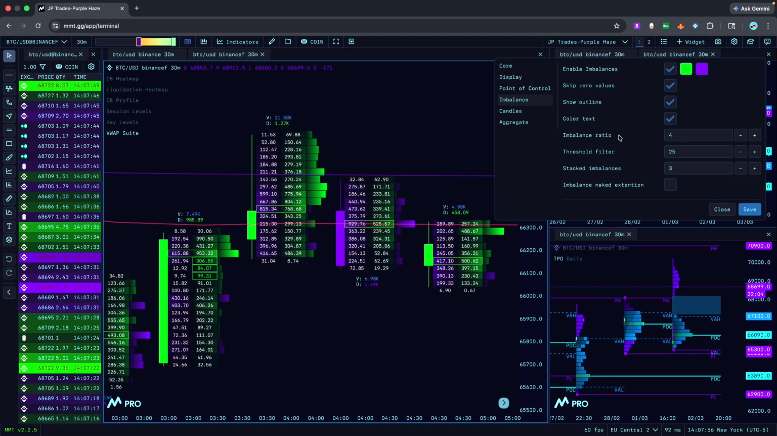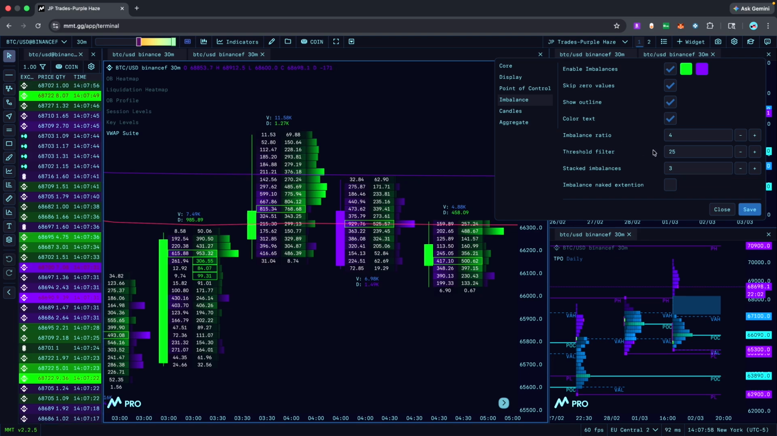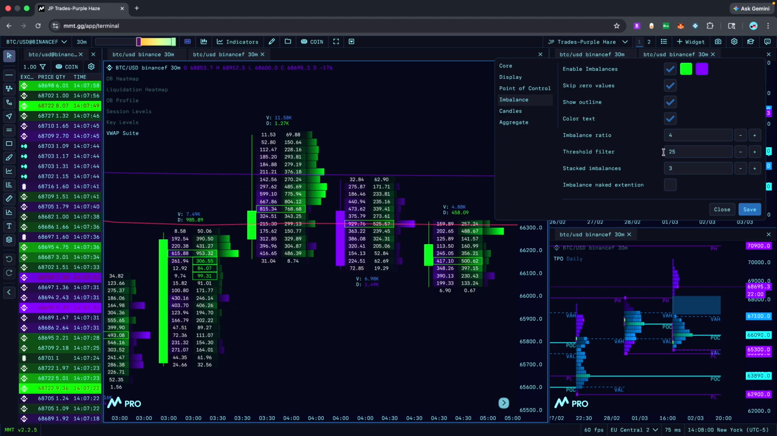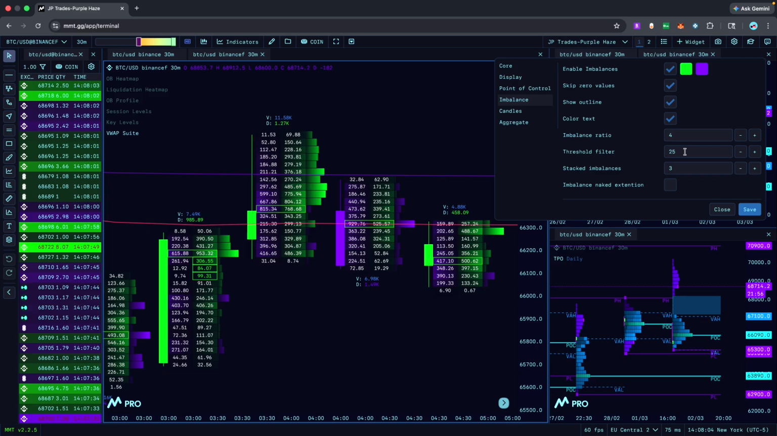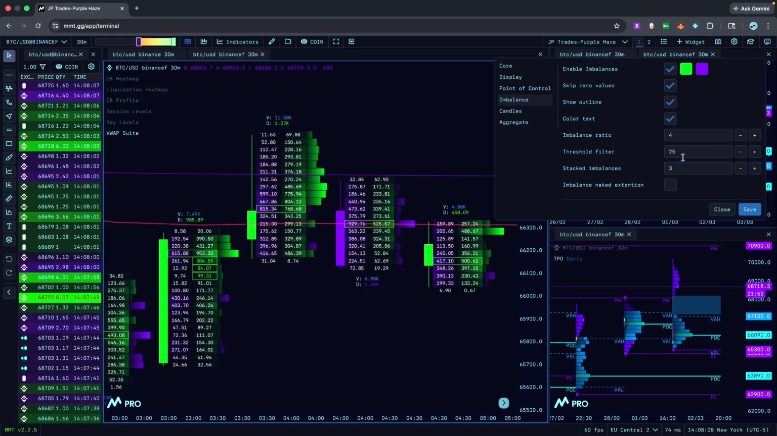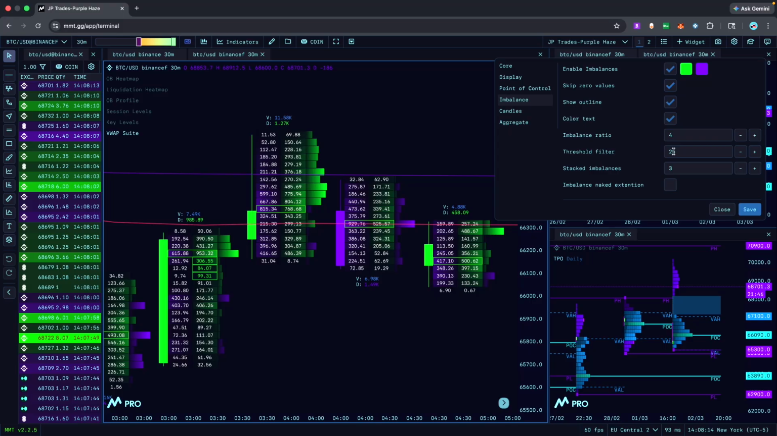We also apply a 25 contract threshold so that very small prints are ignored. If this threshold is too low, the footprint becomes cluttered with a bunch of noise. And if it's too high, you filter out a lot of meaningful participation. So 25 keeps it readable without distorting the data. It's just a nice balance there.